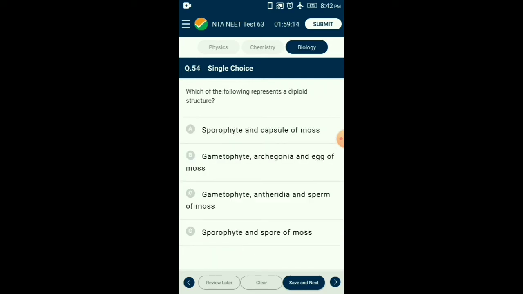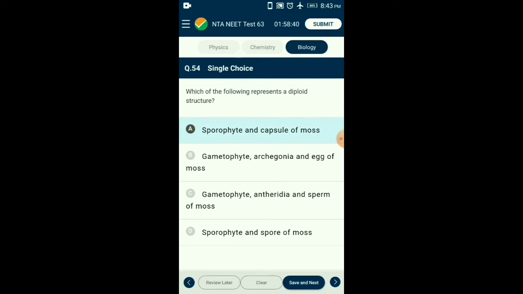Question number 54. Which of the following represents a diploid structure? In moss, the main plant body is the haploid gametophyte, and after sexual reproduction, it produces the diploid sporophyte, which consists of foot, seta, and capsule. The capsule consists of diploid sporogenous tissue, which undergoes meiosis to form haploid spores. So the answer is option A, sporophyte and capsule of moss.